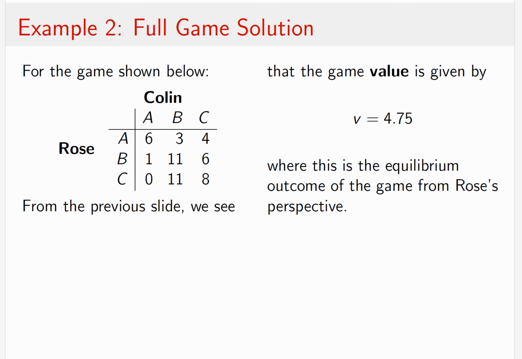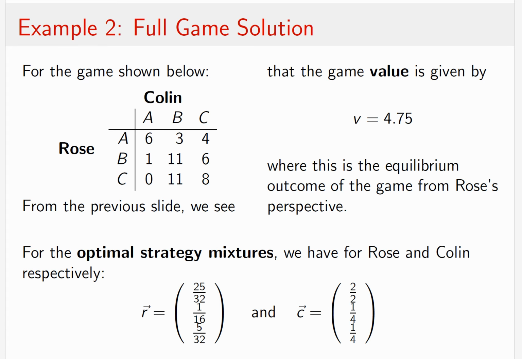And here's the full game solution, right? So here's the game on the left. You see it. The value of the game is 4.75. Again, that's Rose's value, not Colin's, because we've represented the game in the simplified zero-sum game formation, right? And we not only have the value of the game, we have Rose's optimal strategy mixture, and we have Colin's optimal strategy mixture, all right?